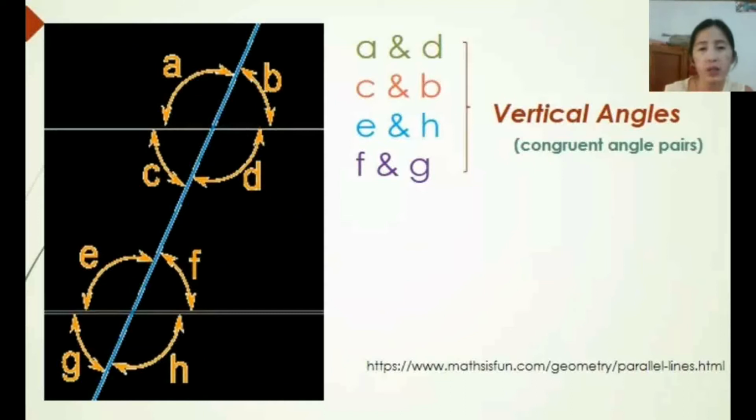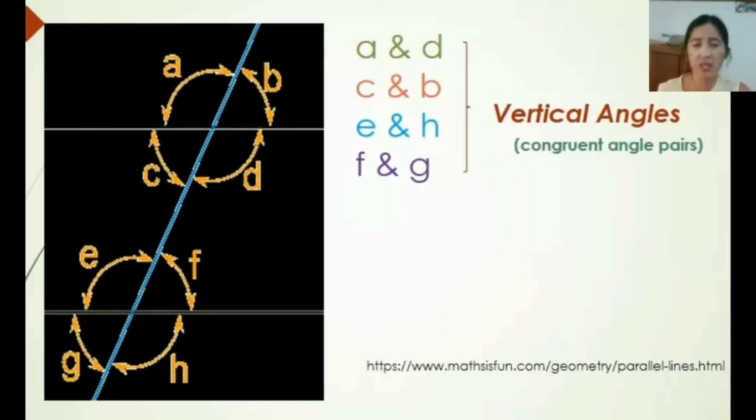Let's take a look at A and D. A and D would refer to this angle here. A is 118 and D must also be 118. Why do you think? Look, A and D, they're paired. Also C and B are paired. E and H, F and G.